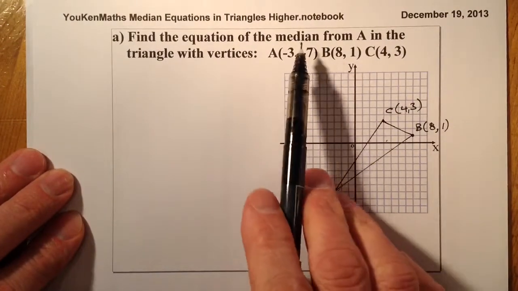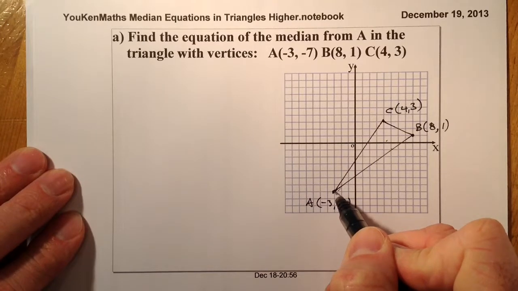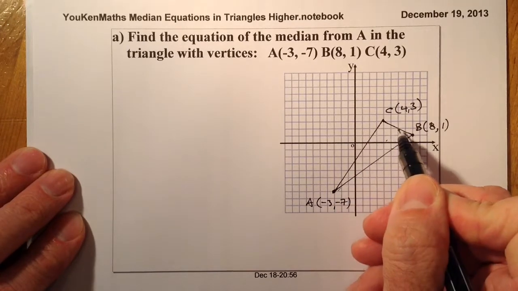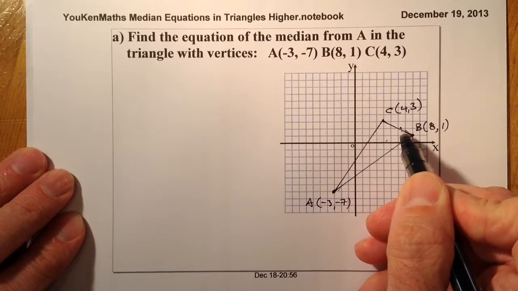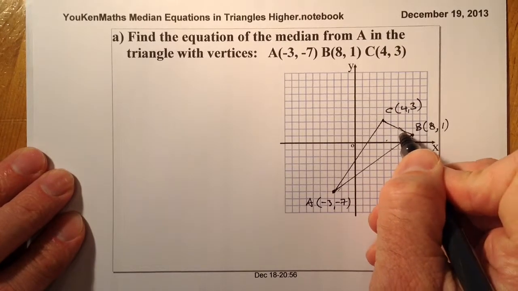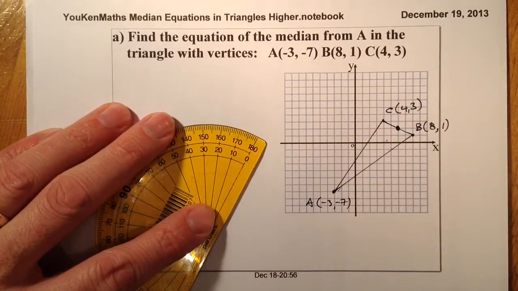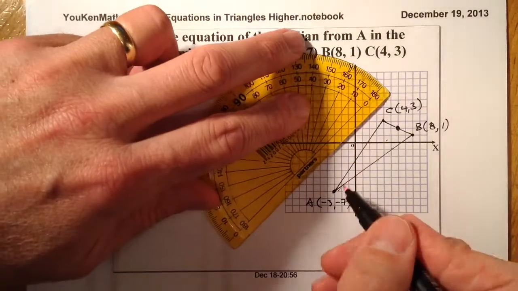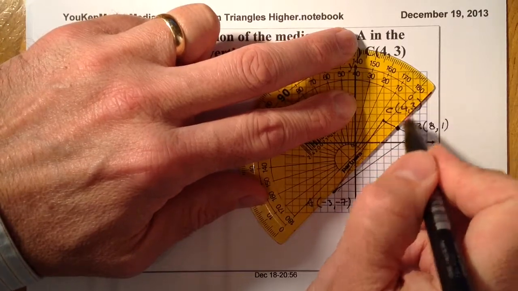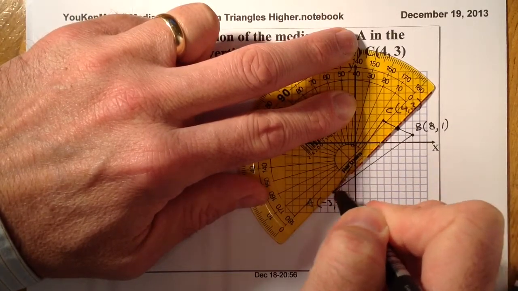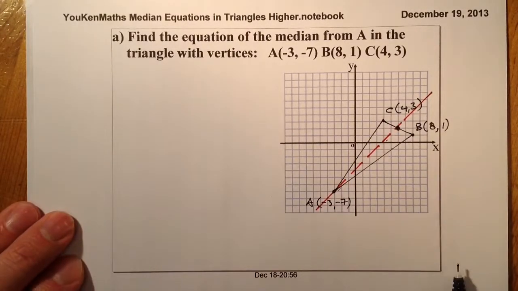Okay, I'm looking for a median from A, so I'm going to go to the point A first of all, and what I'm looking at is going across the triangle to the other side. I'm going to have the line going from A through the midpoint of the line opposite. So if I find the midpoint of that line, which will be there, and then I draw a line through the midpoint and through the point A, this is the line that's called the median, this one that's here. So it's that line there that I'm going to be trying to find the equation of.